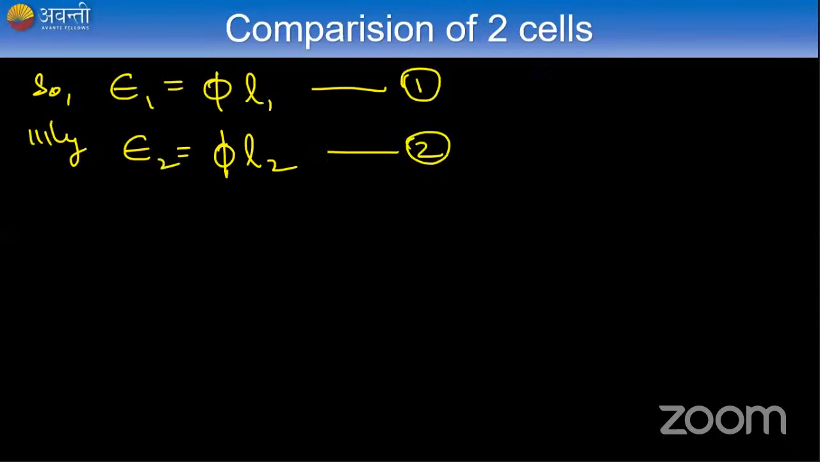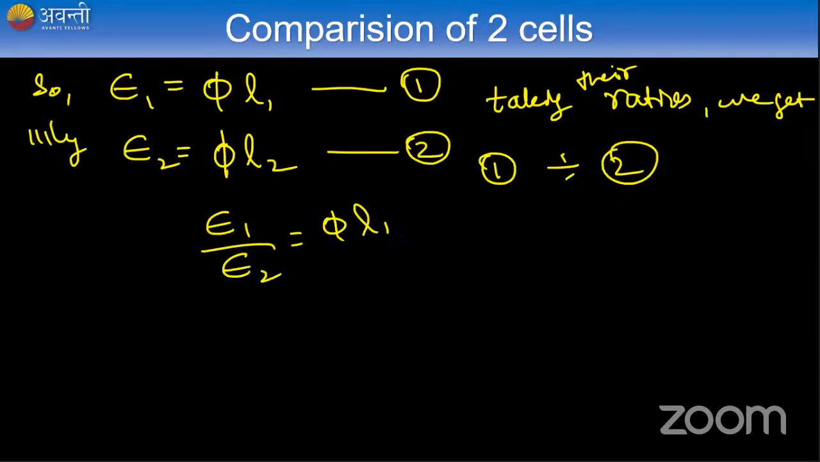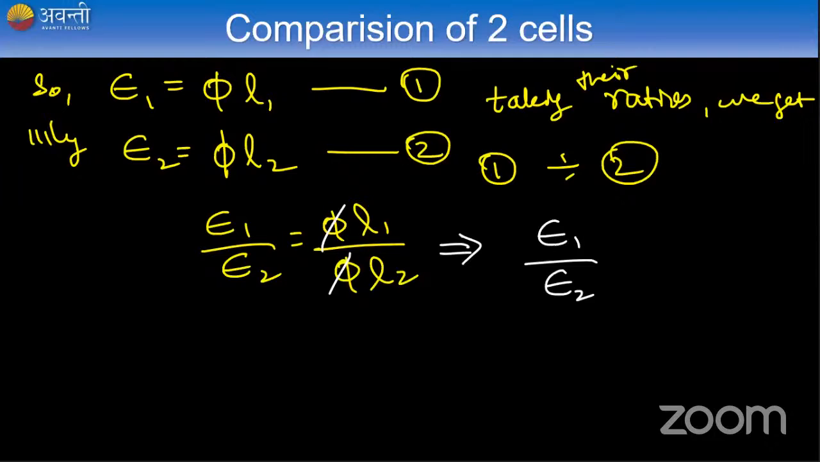Now taking their ratios. So equation 1 divided by equation 2. What will we get? Epsilon 1 by epsilon 2 is equal to 5L1 upon 5L2. From here, the potential gradients 5 and 5 get cancelled. So we don't have to calculate the potential gradient at this step at all. So we can write epsilon 1 upon epsilon 2, the test cells' EMF, equals L1 upon L2.